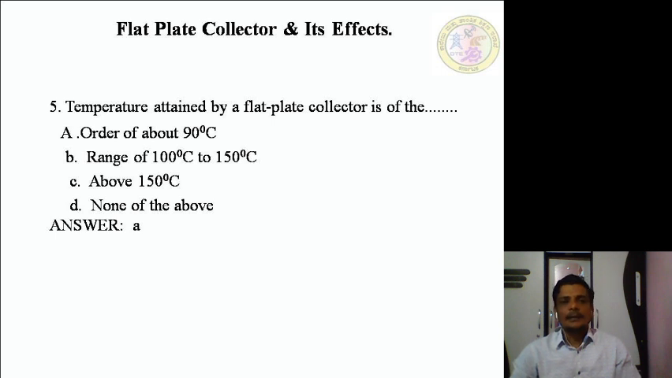Then the fifth one is, the temperature attained by a flat plate collector is of the. Options are A, order of about 90 degrees centigrade, B, range of 100 degrees centigrade to 150 degrees centigrade, C, above 150 degrees centigrade, D, none of the above. I think I missed that in the session. The temperature attained by a flat plate collector is of the order of about 90 degrees centigrade. That's why the answer is A. Okay, we move to the next.